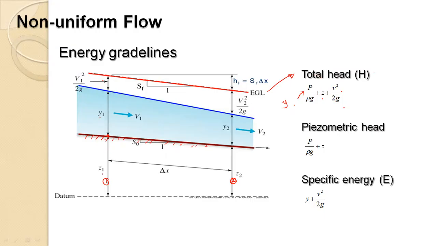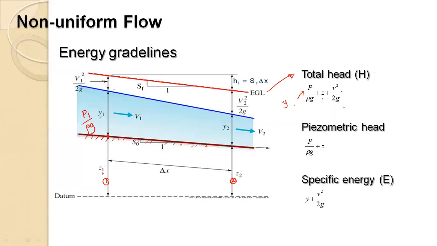Now let's take the piezometric head. The piezometric head ignores the velocity head. It is the pressure head plus the datum head. If I take a particular point here, what is the piezometric head? It would be Z1 plus Y1, or Z1 plus P1 divided by rho g, where at point 1 the pressure head is P1 divided by rho g.